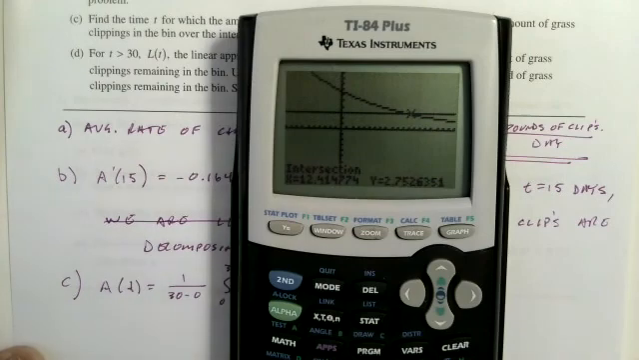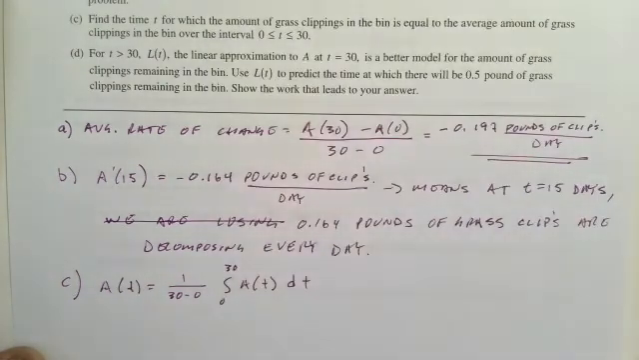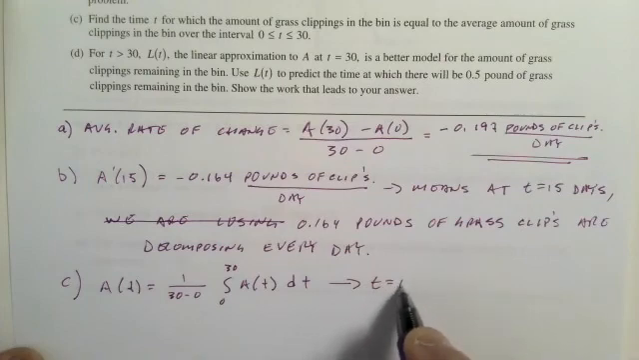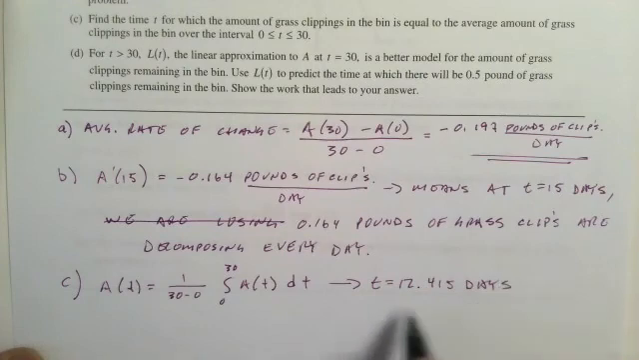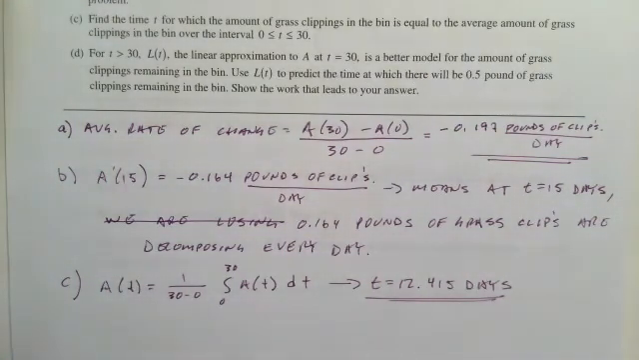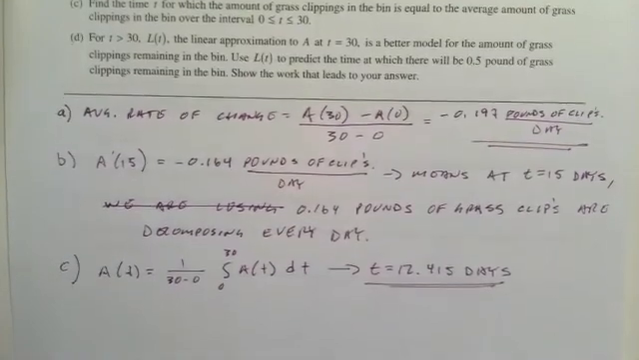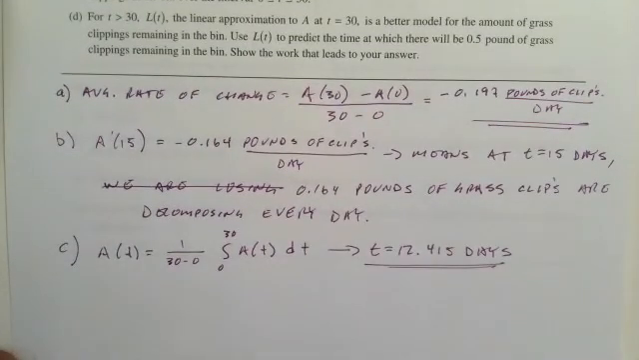1.415. So after doing all that, T equals 12.415 days, which makes sense if you think about it. Somewhere in the middle of the interval. This one was a little tricky. The hardest part for me is remembering we're starting at day 30 here.